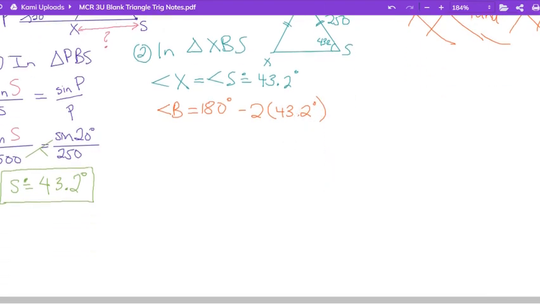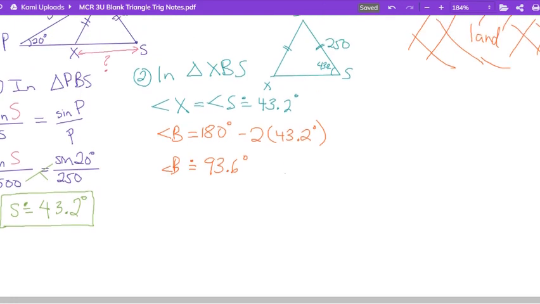Right, and I wrote 2 times 43.2 because there are 2 identical angles. Okay, and I get the angle B is quite big, 93.6 degrees approximately. So I'm looking for quite a long length of the shore.